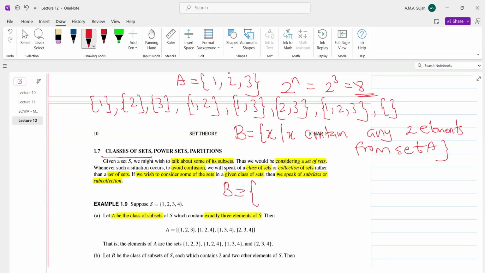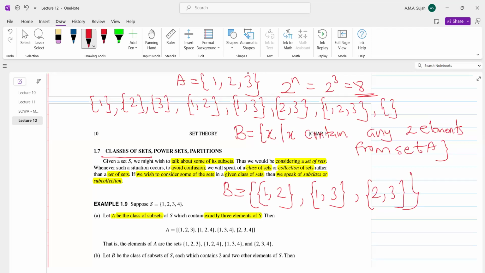So here in set A, we have three elements. Now you need to create elements of set B that contain any two elements. So you can create 1 and 2 as one element of set B. Similarly, 1 and 3 as another element of B. 2 and 3 is another element of B, right? This is set B.